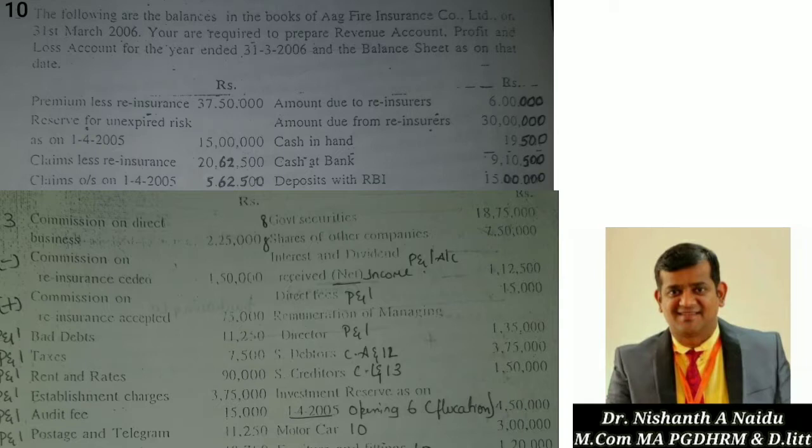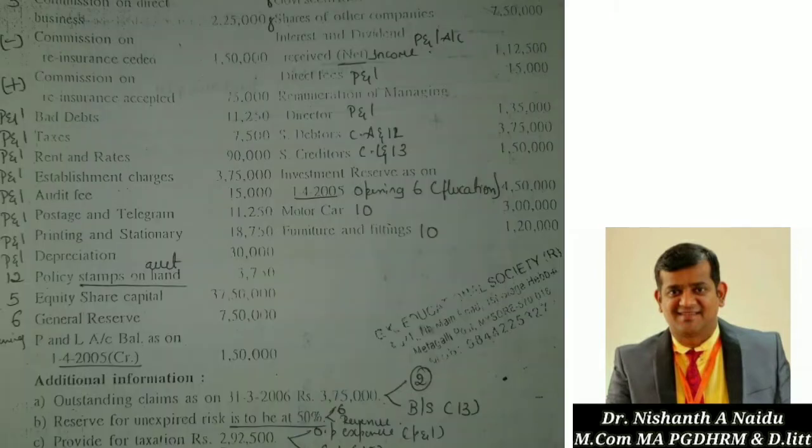Then we have directors' fees, that is 15,000 rupees. Remuneration to managing directors 1,35,000 rupees. Sundry debtors 3,75,000 rupees. Sundry creditors 1,50,000 rupees. Investment reserves as on 1/4/2005, that is opening, 4,50,000 rupees. Motor car 3 lakh rupees. Furniture and fittings 1,20,000 rupees.